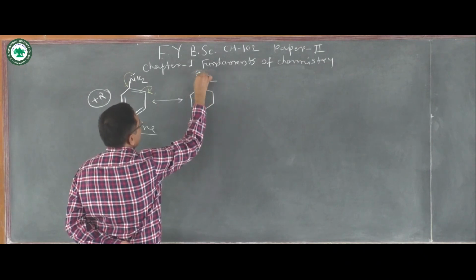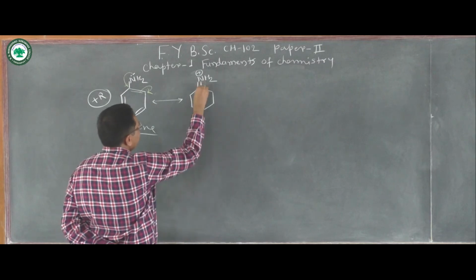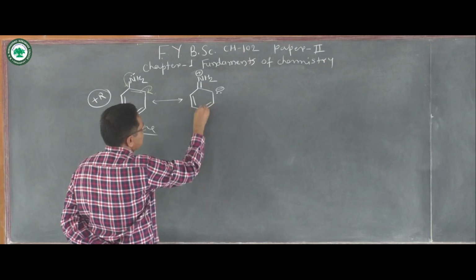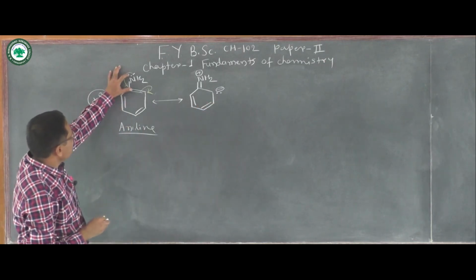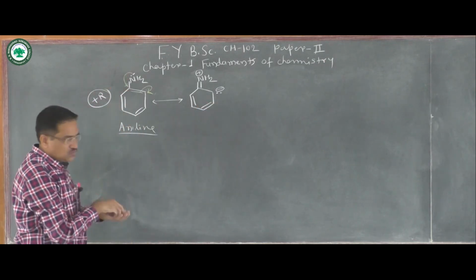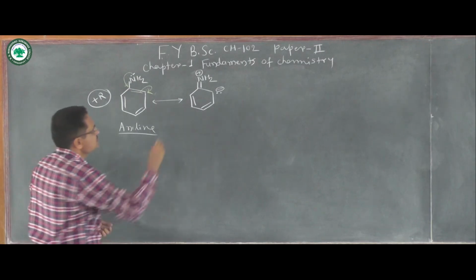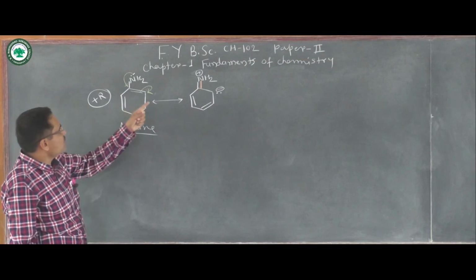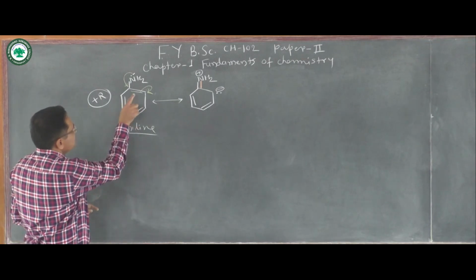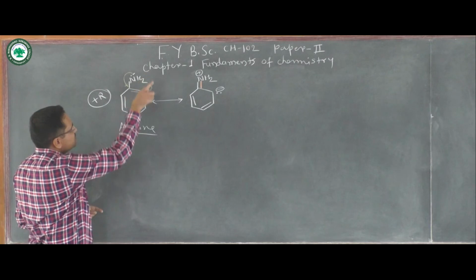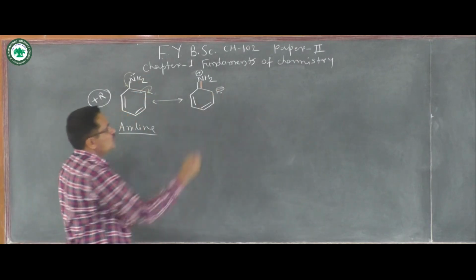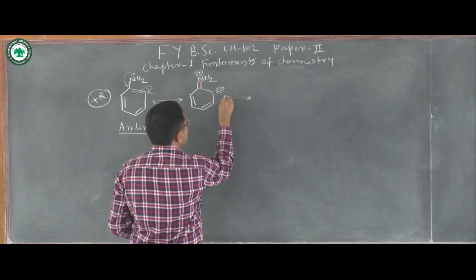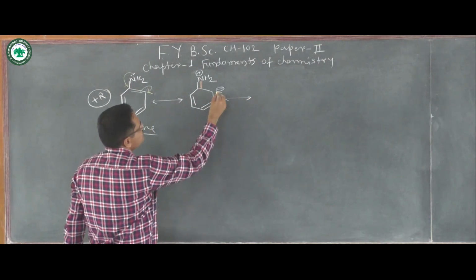Now it acquired positive charge and here negative charge. This lone pair is converted into bond pair. Suppose we change the color of this newly formed bond pair, and this pi bond is converted into lone pair. Now next, resonating structure.